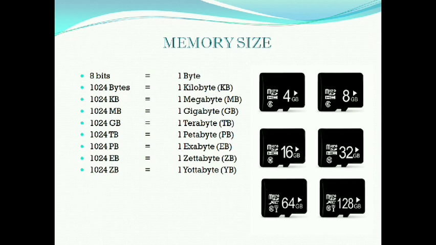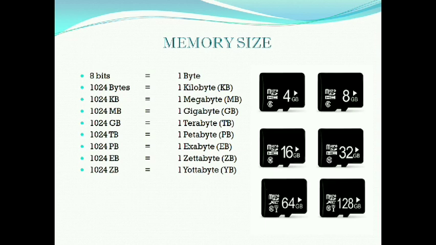So we see here the table: 8 bits equal to 1 byte, 1024 bytes equal to 1 kilobyte, 1024 KB equal to 1 megabyte, 1024 MB equal to 1 gigabyte, 1024 GB equal to 1 terabyte, 1024 TB equal to 1 petabyte, 1024 PB equal to 1 exabyte, 1024 EB equal to 1 zettabyte, 1024 ZB equal to 1 yottabyte.